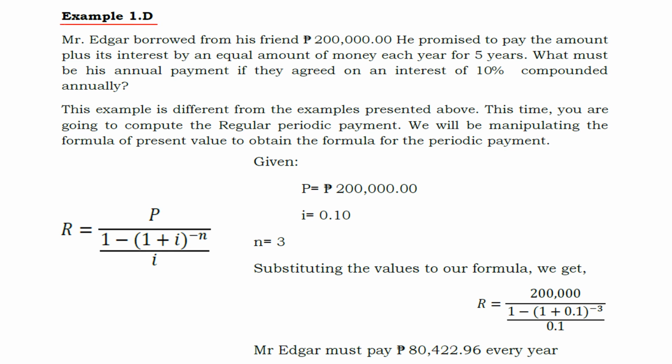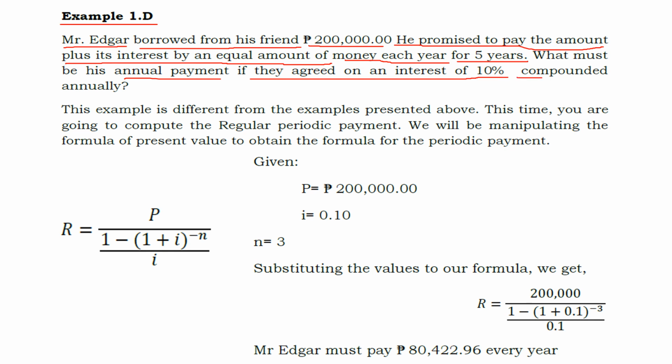So for example 1.D, Mr. Edgar borrowed from his friends 200,000 pesos and he promised to pay the amount plus its interest by an equal amount of money each year for 5 years. What must be his annual payment if they agreed on an interest of 10% compounded annually? So the interest will be applied through a compound interest per year.